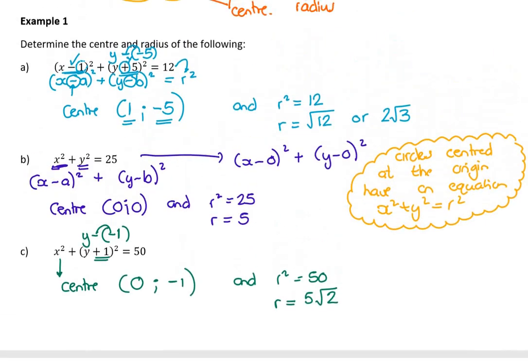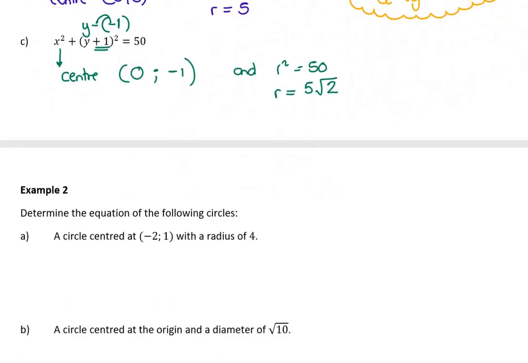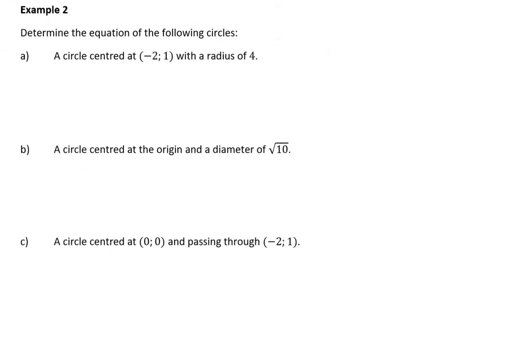Great, so these examples were simply, if I give you an equation of a circle, can you see where the radius comes from, can you find the radius, and can you write down the center of the circle? So obviously the next skill we need is, if I give you a center and another piece of information, can you write down the equation? So this question says, determine the equation of the following circles: a circle centered at negative 2, 1.